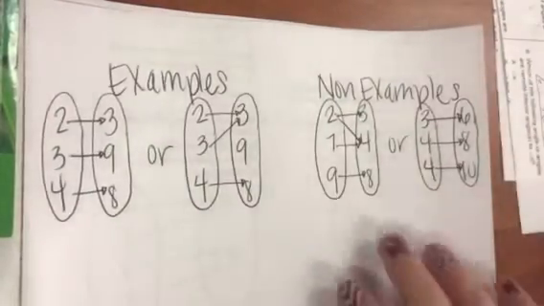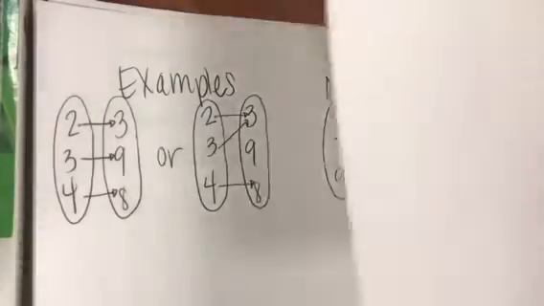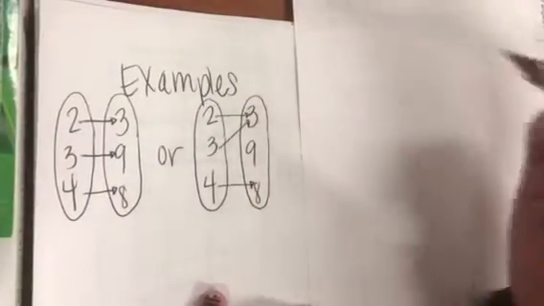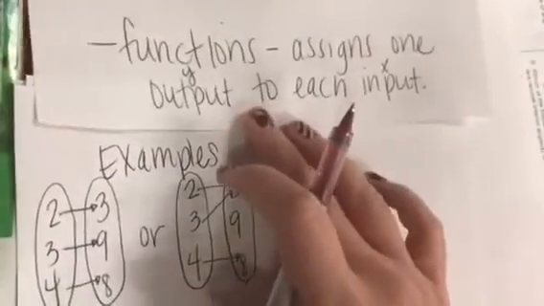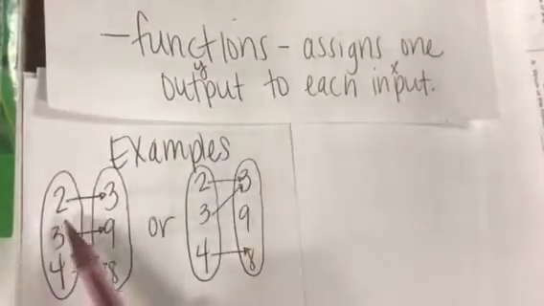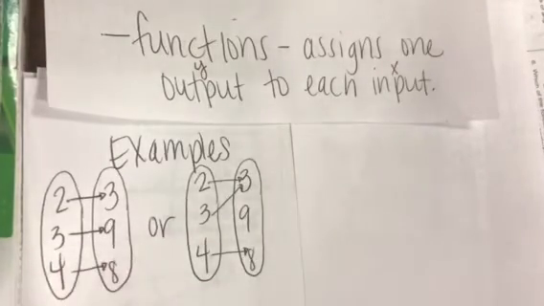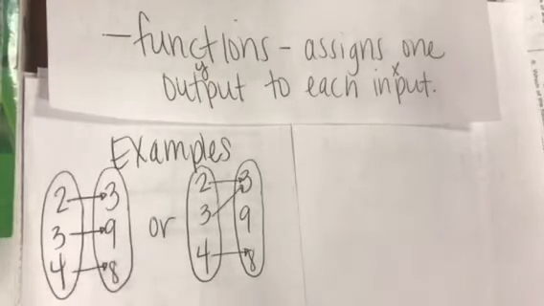This is an example with a mapping. Don't get overwhelmed. Let's cover this up so you don't look at that right now. So this is an example of what an input is. We said that the definition of a function was that it assigns one output to each input. So does 2 have one output? Yeah. Does 3 have one output? Yep. Does 4 have one output? Yep. So that means it's a function.